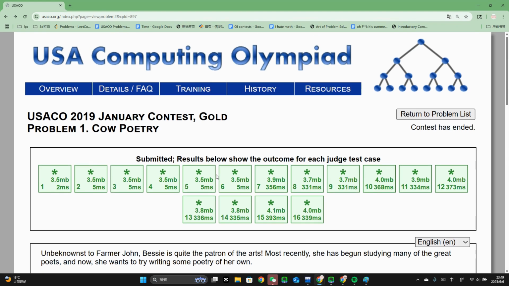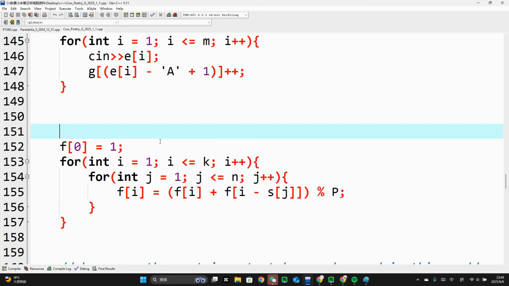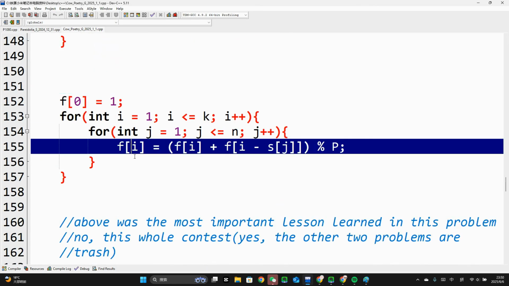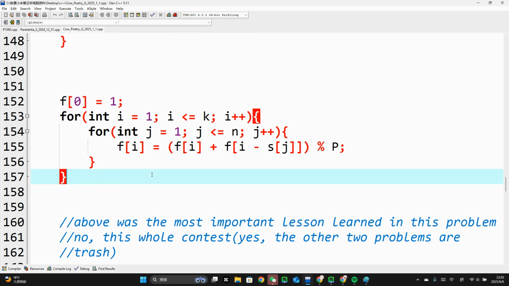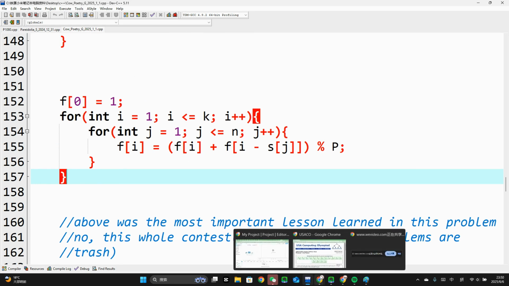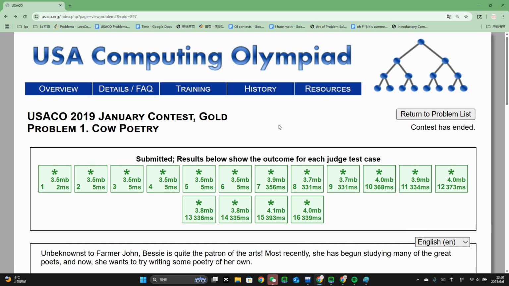Okay, pretty fun problem, I would say. During the mock contest, I was actually stuck on this process. I was not able to find the number of ways to make a line of length i. I did kind of a complete knapsack or whatever, but I failed. But this is also the first problem I solved in 2025. Yay. Hopefully after this video, you'll know how to solve the 2019 January contest Gold problem one, Cow Poetry. Thank you for watching, and I'll see you tomorrow.